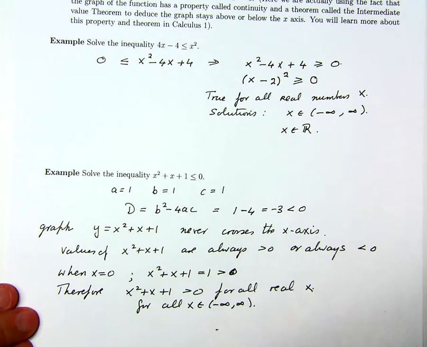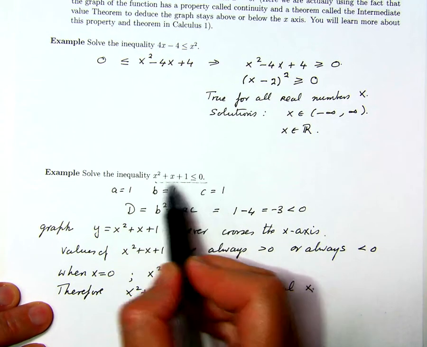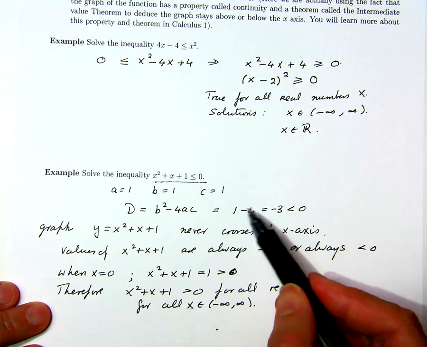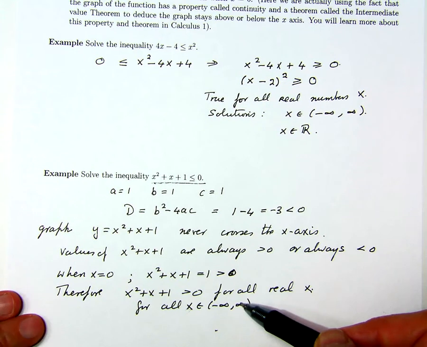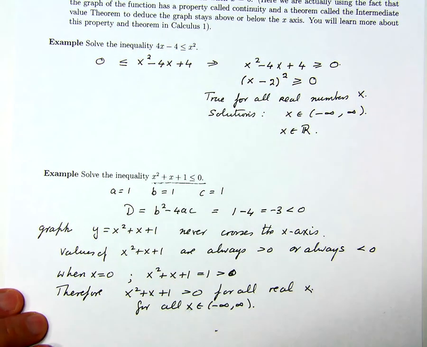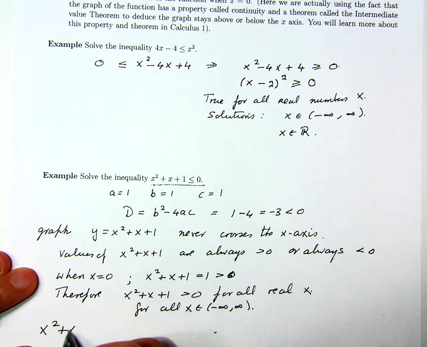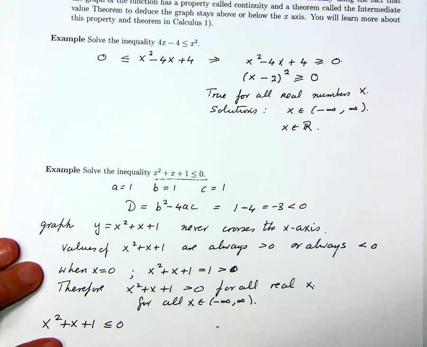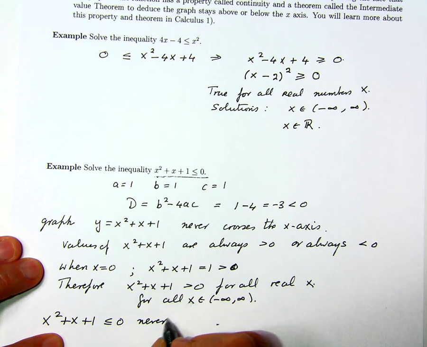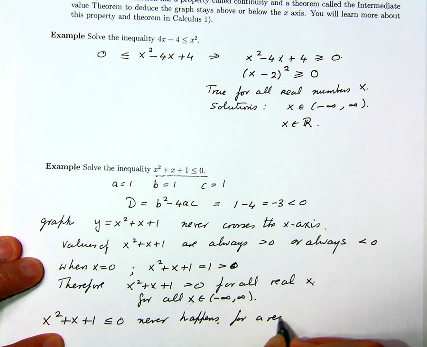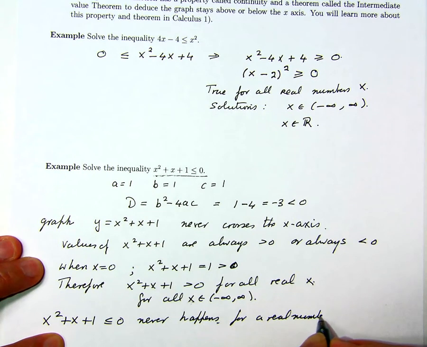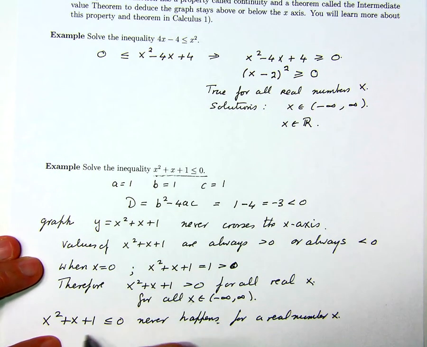Now my initial problem was to decide where this is less than or equal to 0. I know it can never be 0 because the discriminant is negative, and now I've figured out that it's always positive, so therefore this never happens. So x squared plus x plus 1 is less than or equal to 0 never happens for a real number x. So the solution set to this inequality is the empty set.